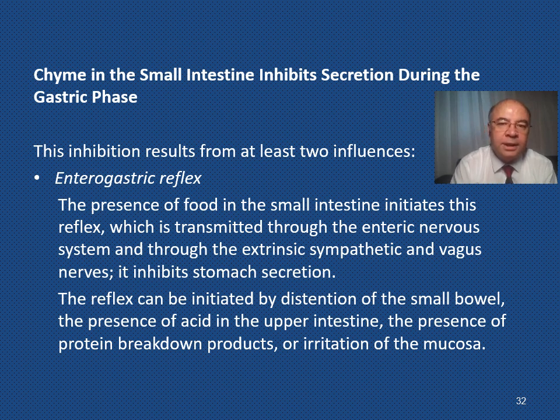Chyme in the small intestine inhibits secretion during the gastric phase. This inhibition results from at least two influences. First, the enterogastric reflex. The presence of food in the small intestine initiates this reflex, which is transmitted through the enteric nervous system and through the extrinsic parasympathetic and vagus nerves. It inhibits stomach secretion. The reflex can be initiated by distension of the small bowel, the presence of acid in the upper intestine, the presence of protein breakdown products, or irritation of the mucosa.